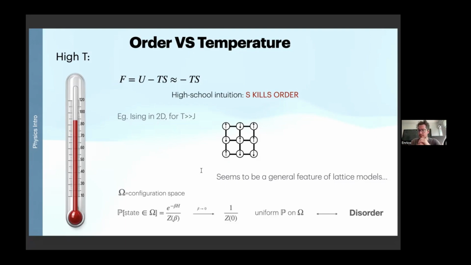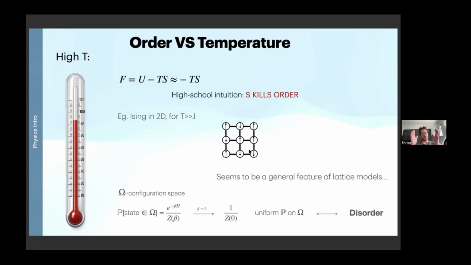Let's look at what happens in the Ising model. Indeed, when temperature is much bigger than the characteristic interaction scale, the coupling J, a typical configuration that you might have is this one, where spins are essentially randomly distributed up and down, and so there is no alignment. And this doesn't seem to be something special about Ising, but actually seems to be something quite general about lattice models.